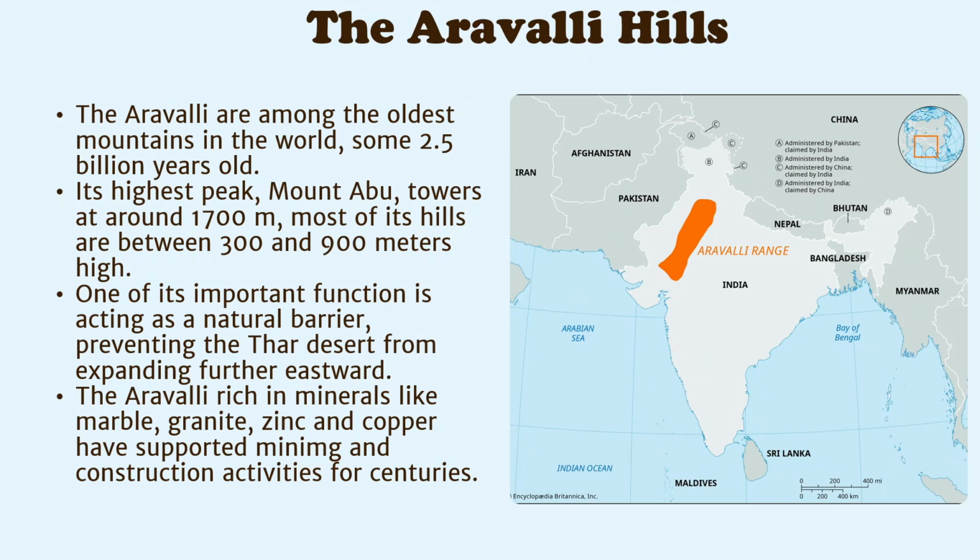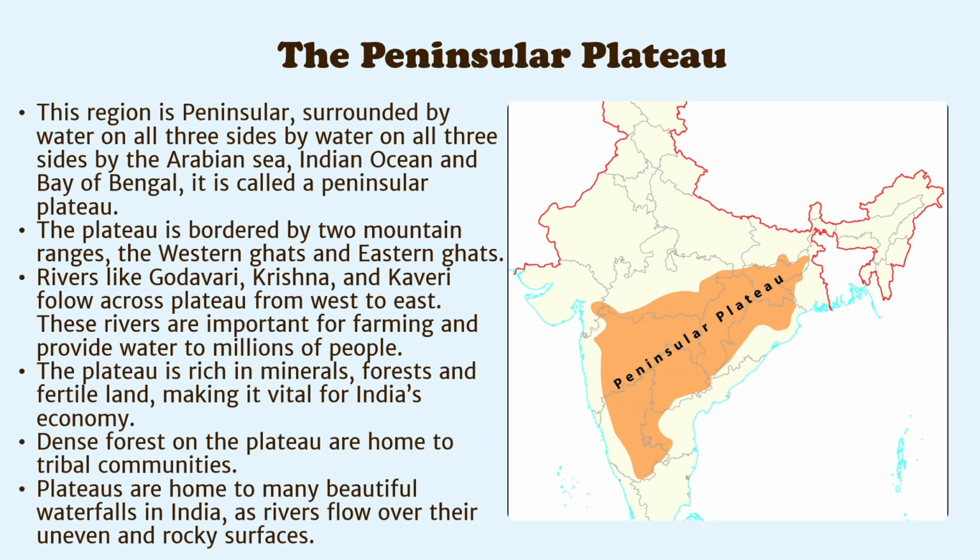Now let's understand the Peninsular Plateau. This region is surrounded by water on three sides, that is, the Arabian Sea, Bay of Bengal, and Indian Ocean. This is why it is called a peninsula. Any region surrounded by water on three sides is hence called a peninsula.